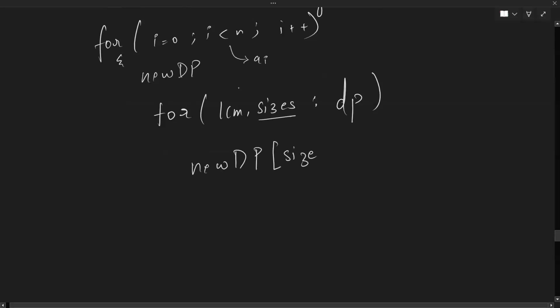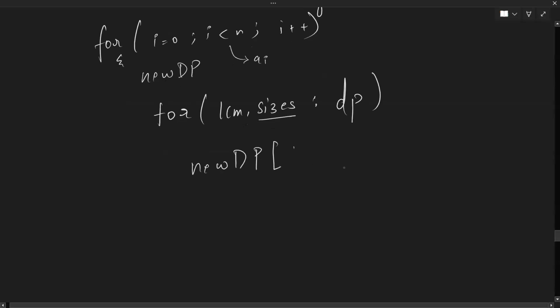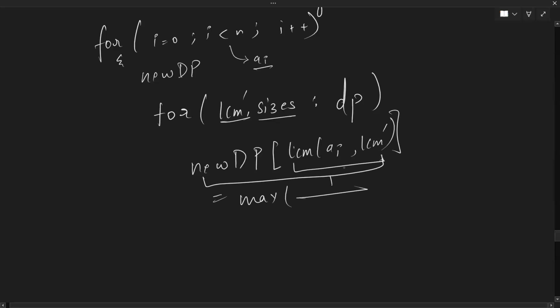So how should I write this? DP is not of size, DP is of LCM. So the LCM of A i and whatever the LCM was here, let's call this LCM dash. This is the LCM value of initially this much size. For this LCM, you're getting this much maximum size. So new DP of the LCM of this is equal to the maximum of whatever this is, and comma, can someone tell me what should come here? Anyone?